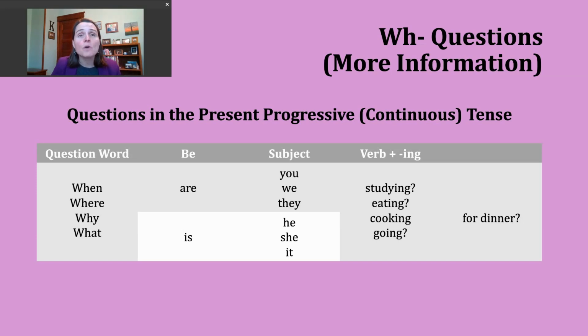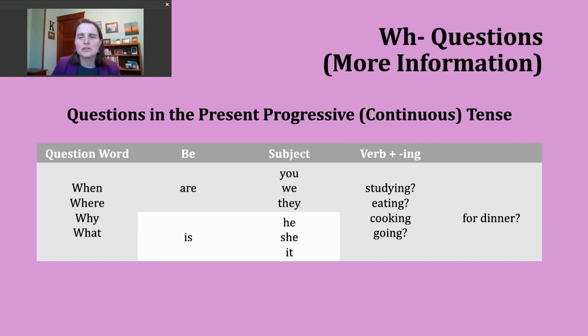So with these types of questions, we want to start with a question word, and then you can notice our pattern, right? We're going to use a form of be, and we want to use a form that matches our subject, right? So we're going to use the be verb are, A-R-E, with the subjects you, we, and they. We'll use is with the subjects he, she, and it. Okay, so question word, be, subject, and then we're going to have a verb that ends in ing.